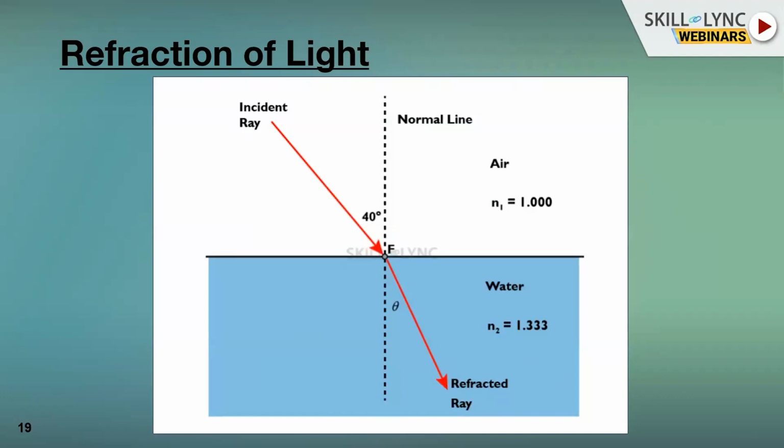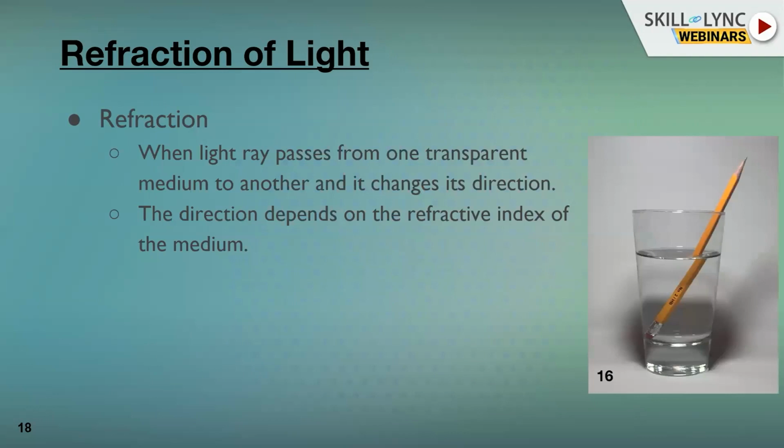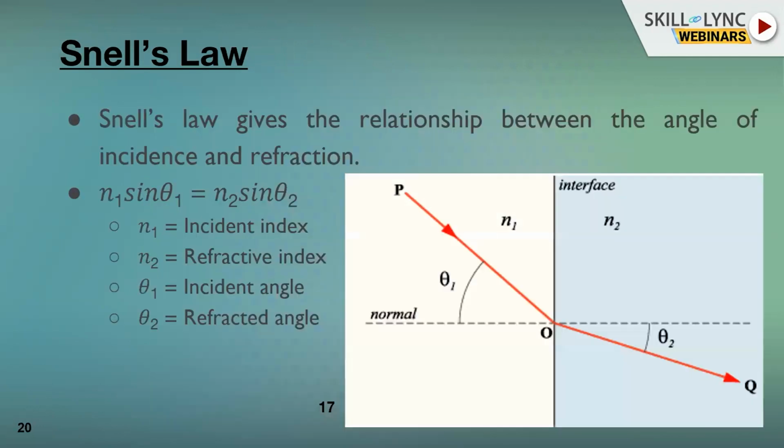Okay, so for refraction, when the light ray is passing, it has a deviation. The deviation is not straight, and that's why there is refraction. So if you can see the image over here, the light falling on the pencil is actually deviating a bit. That's the reason the image looks closer to the glass. Okay. So then we'll talk about Snell's law.